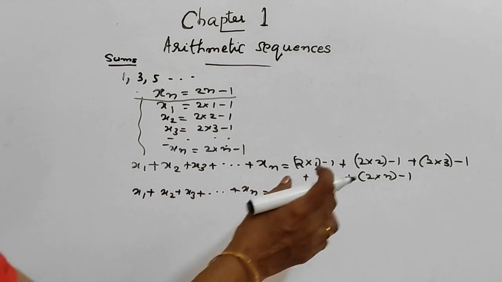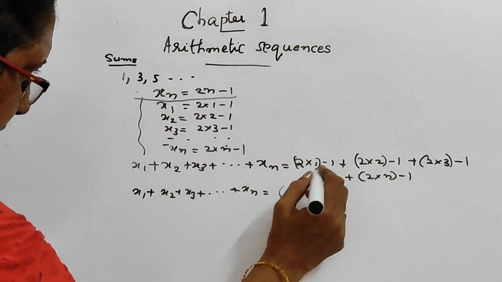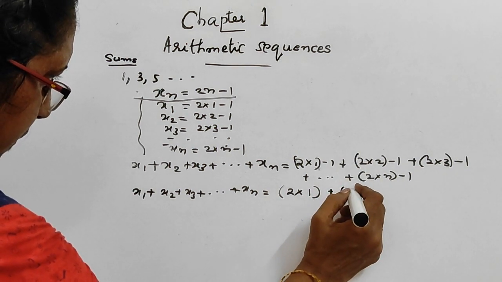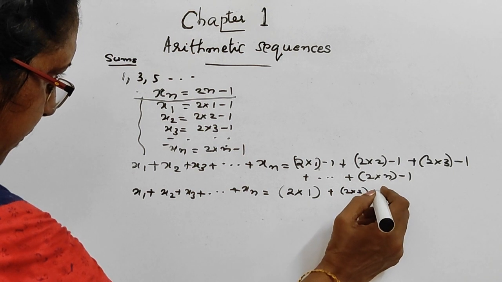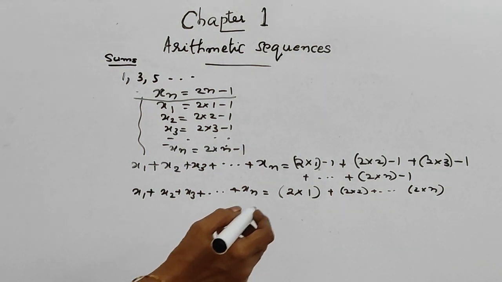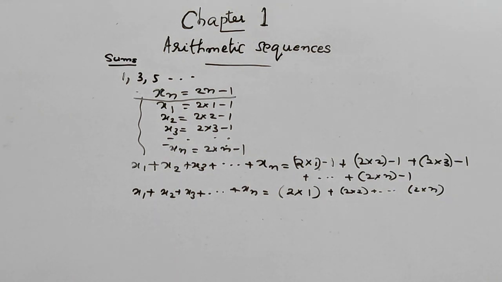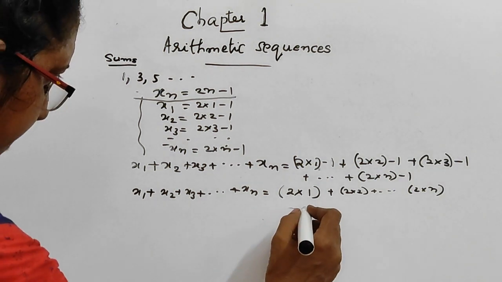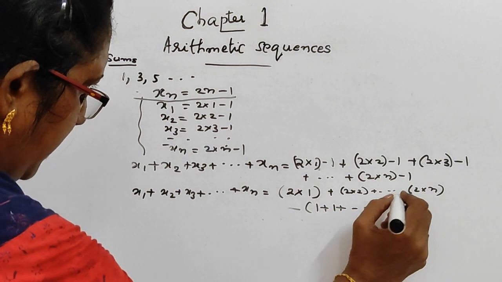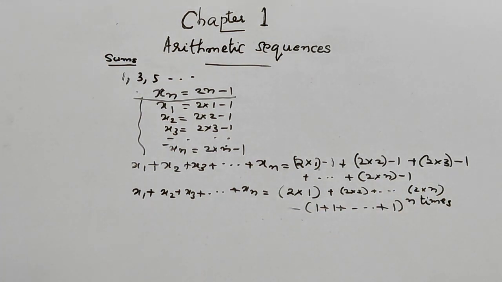So we can take 2 as a common factor: 2 into 1, 2 into 2, plus and so on, 2 into n. Here we have minus 1, minus 1, minus 1, minus 1. How much is that? Minus (1 plus and so on plus 1), which is n times.